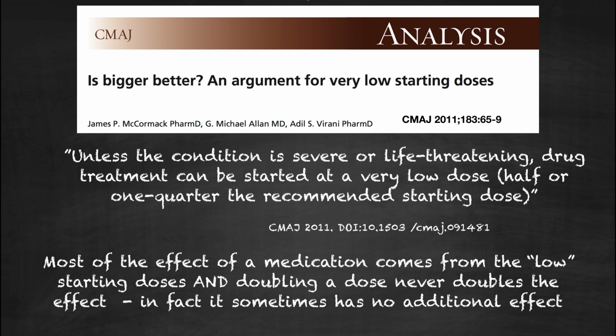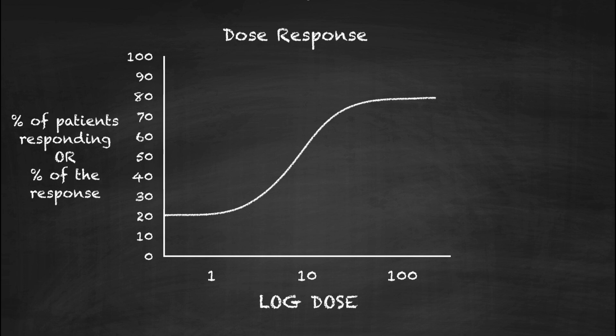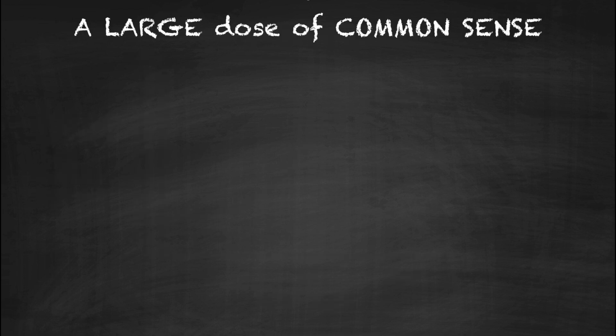And when you double the dose, it almost never doubles the effect. And in fact, it sometimes has no additional effect. And so that's why for many conditions, people recommend you don't just keep bumping up the dose for things like hypertension or asthma or so on. What you do is you start with low doses of 2 medications. And that way you're more likely to get an effect. So I've tried to describe some of the issues around a dose response curve. I've tried to provide you with a large dose of common sense.